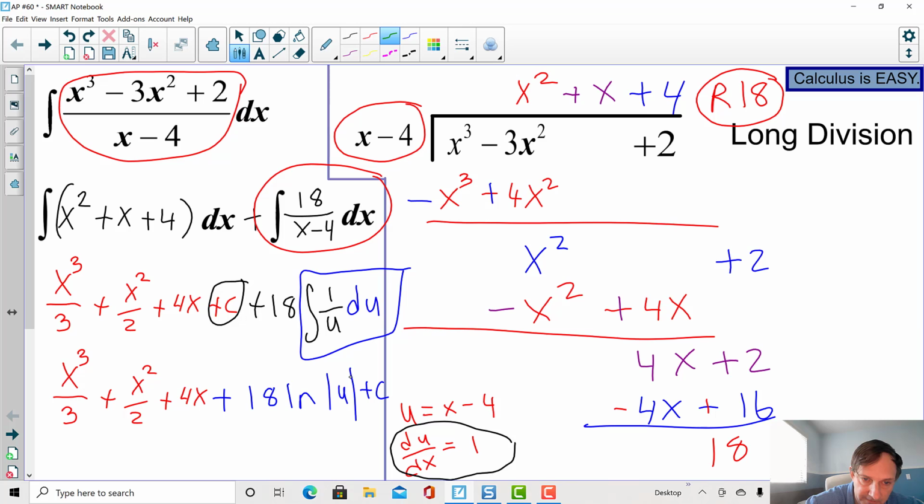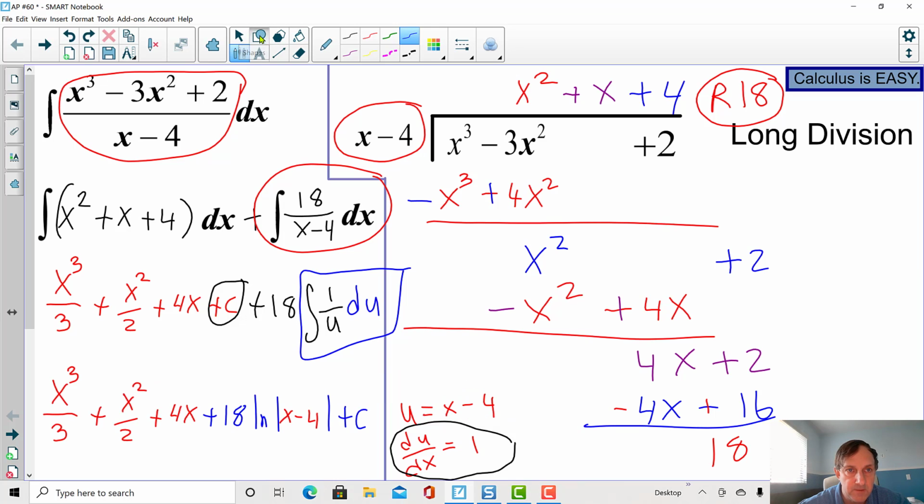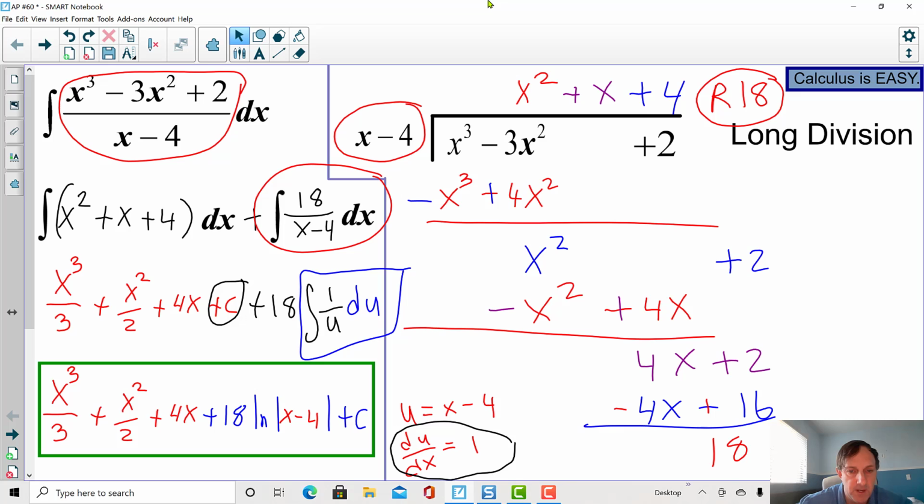We're almost done. Don't forget to trade the u for x minus 4. And then we're done. And that's it. That's our final answer. Let's put a box around it. And now we're done.